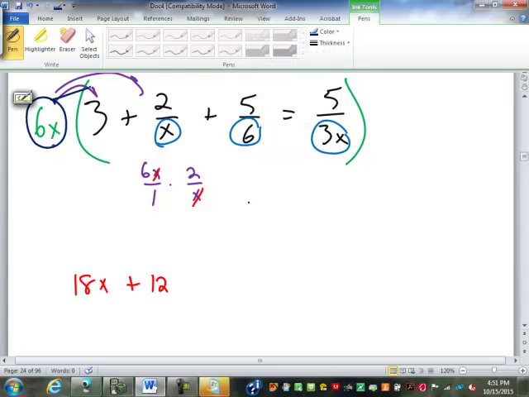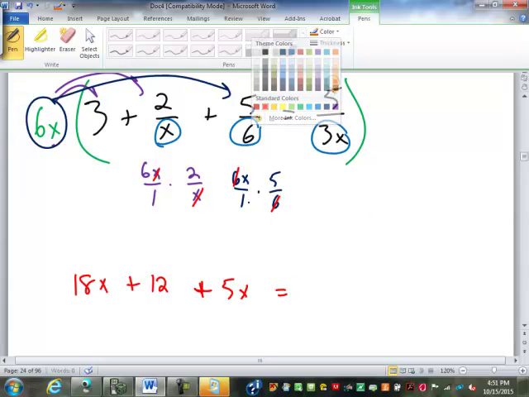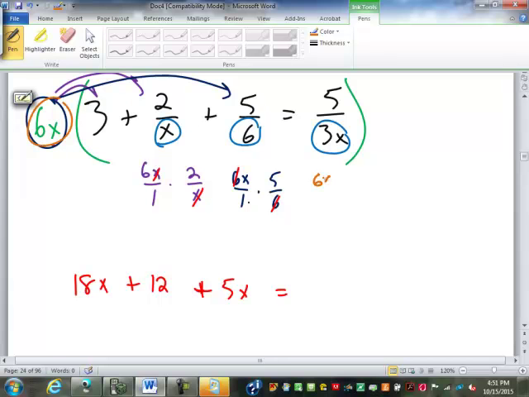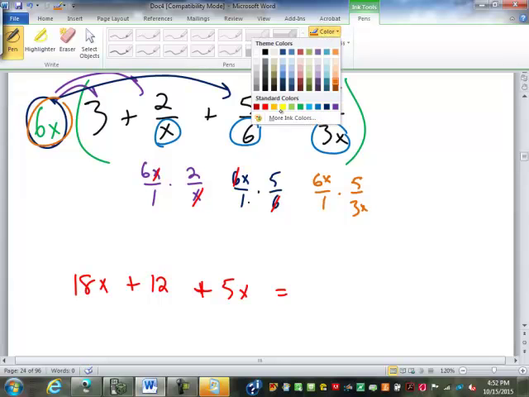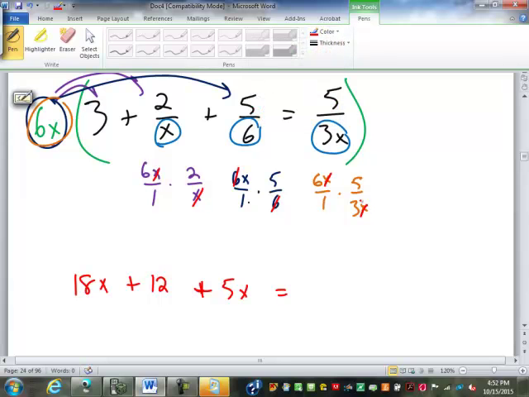Next, we have 6x times 5 over 6. So 6x over 1 times 5 over 6. What cross cancels there? The 6. Leaving us with x times 5, or 5x. Equals, over here, 6x over 1 times 5 over 3x. Cross canceling there will be the x, and 3 and 6 cross cancel, leaving 1 and 2. So 2 times 5 makes 10.